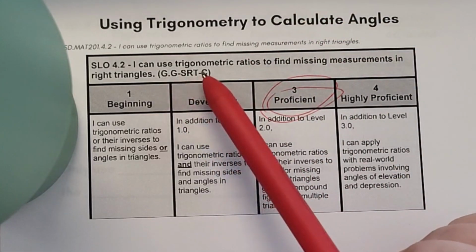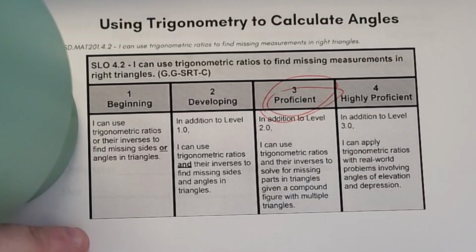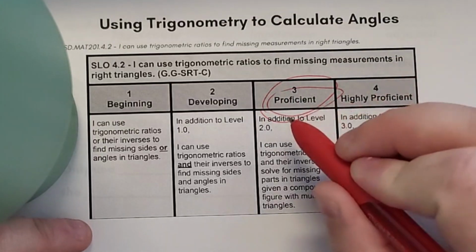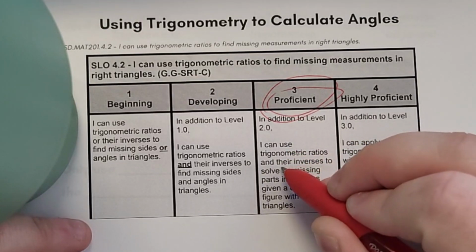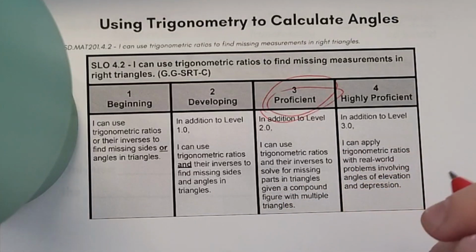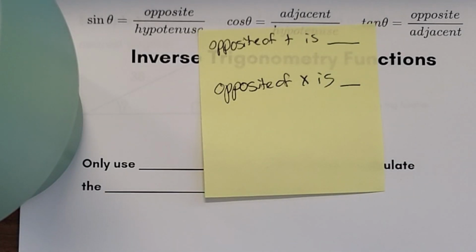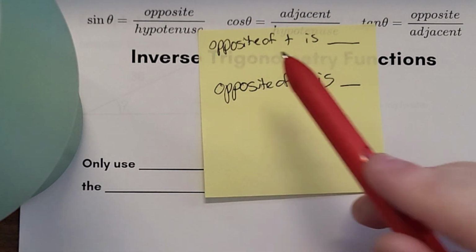The objective is that I can use trigonometric ratios to find missing measurements in right triangles. Remember, to be proficient in this objective, we want to be at a level 3. So you can use trigonometric ratios and their inverses to solve for missing parts in triangles, given a compound figure with multiple triangles.